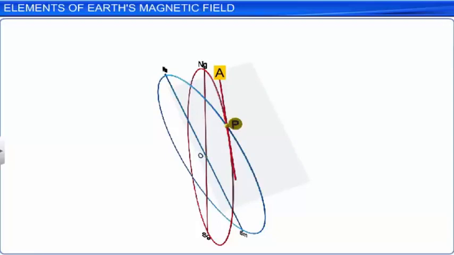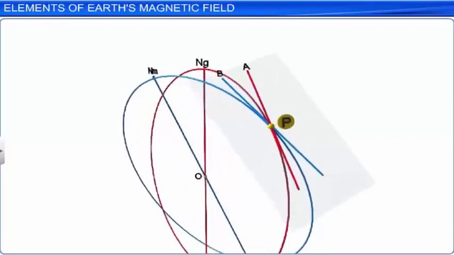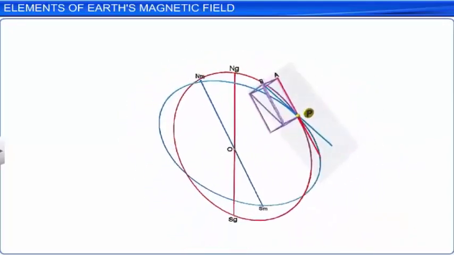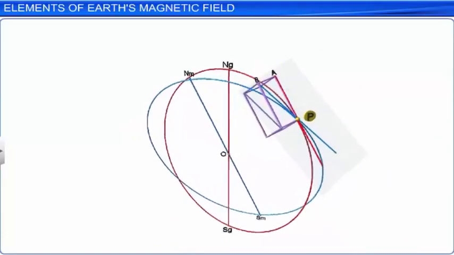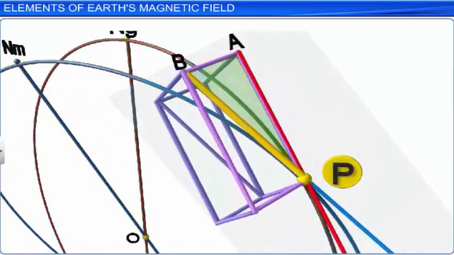Draw a tangent PB to the magnetic meridian circle at point P. PB also lies on the tangent plane, but represents the magnetic north-south direction. Construct a parallelepiped passing through P, A and B. Rotate the line PA in the tangent plane such that it touches the parallelepiped at B. This angle of rotation is the angle of declination D at the point B.